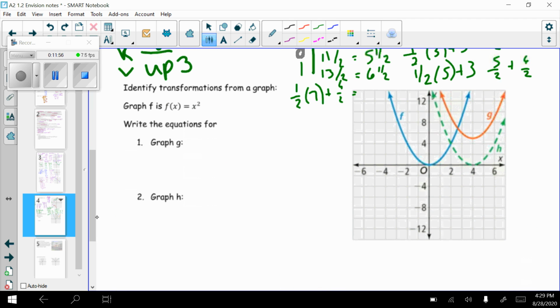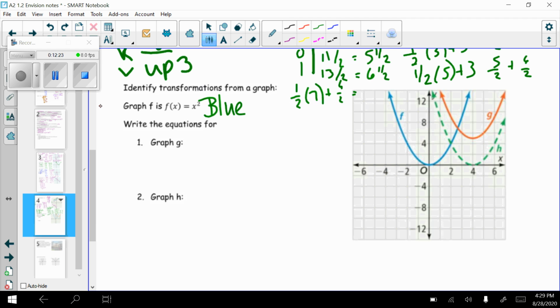So Monday, they're going to give us all the graphs, the second part of section 1.2, and all we have to do is identify the transformations from a graph and then write the equations. So this first example, they tell me the graph of f is f of x equals x squared, and that is what is in blue on this graph right here. It wants us to write the equations for the graph of g. So g is our red graph, so I'll switch to red pen so we can see what we're doing.